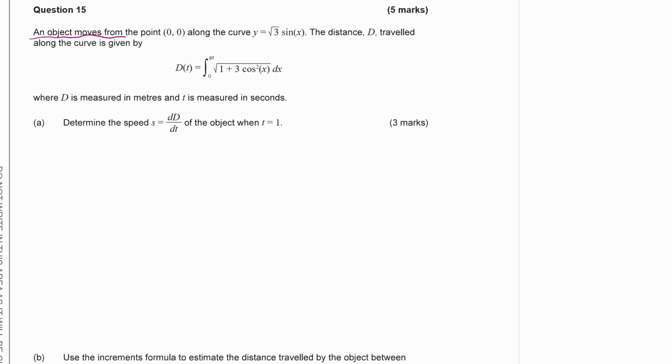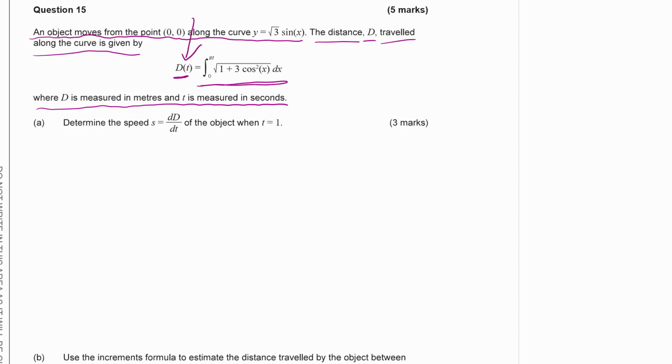An object moves from the point (0, 0) along the curve y equals root 3 sine x. The distance d travelled along the curve is given by d(t) is the integral from 0 to pi t of the square root of 1 plus 3 cos squared x dx, where d is measured in meters and t is measured in seconds.